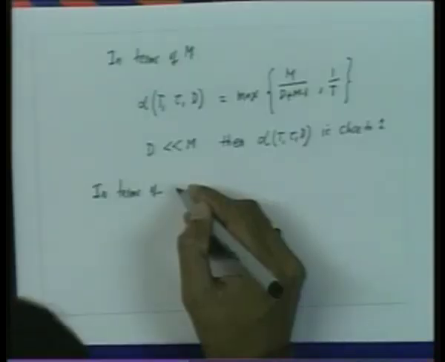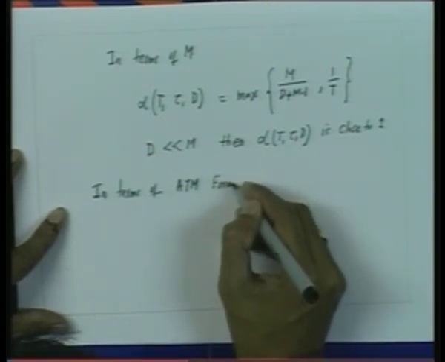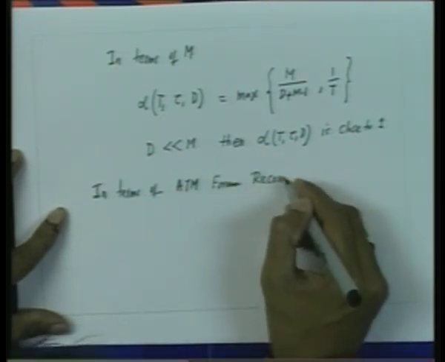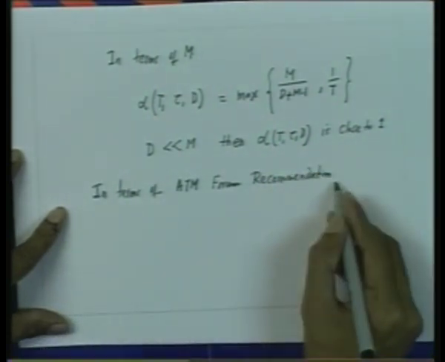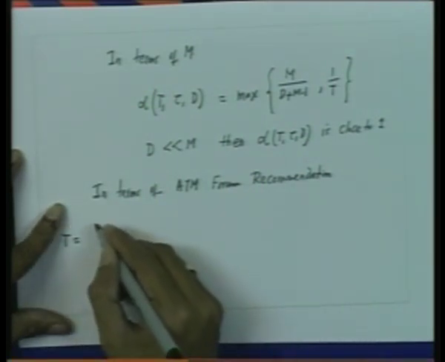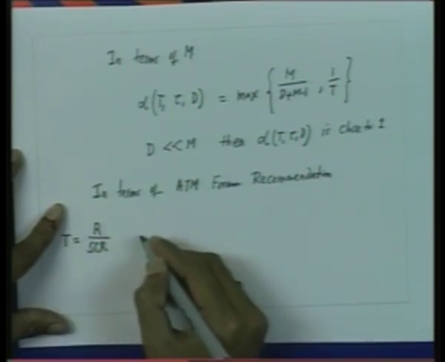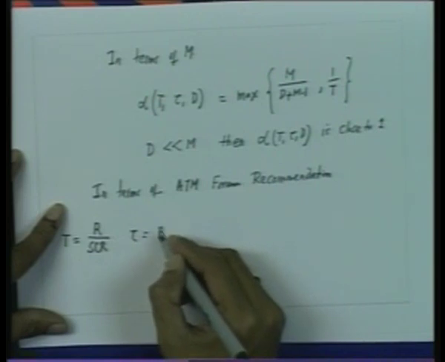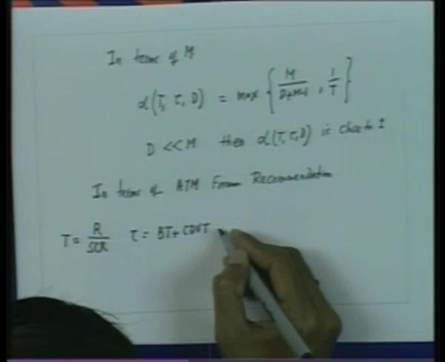Now in terms of ATM forum recommendations, remember that in the ATM forum a VBR source is represented by T, which has an interpretation of the line rate divided by the sustained cell rate; tau has an interpretation of burst tolerance plus cell delay variation tolerance, and of course we have the D.